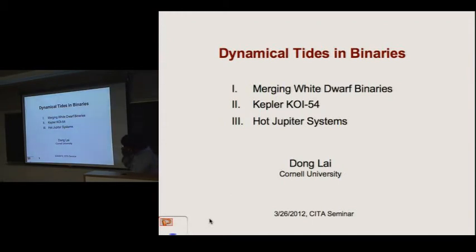So I want to talk about three topics related to tides and binaries. The first one dealing with compact white dwarf binaries in circular orbit, merging due to gravitational radiation. Eventually they're going to merge, but we're interested in tidal interaction before they merge. The second one concerns this very interesting main sequence binary system, Kepler KOI-54. It's an eccentric binary. There are some very interesting dynamics that apparently have been detected. So we'll talk about that also.